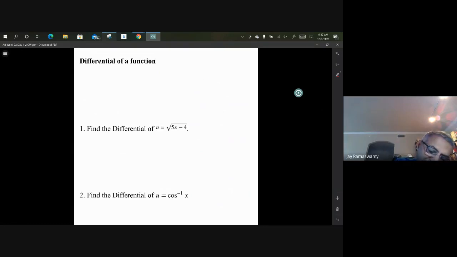Okay, so first we'll do something called a differential of a function. Earlier we did this. So y equals f of x.